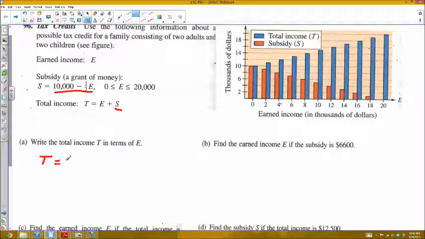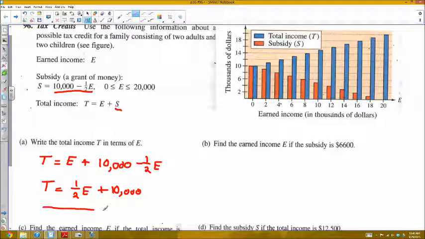So total income will be earned income, E, plus the value of that subsidy, which is 10,000 minus 1/2 earned income. So rather than writing total income in terms of 2 variables, I can write total income as just 1/2 E, which is what I get when I combine those like terms, plus $10,000. This is useful if I only know a person's earned income, so I don't have to recalculate their subsidy and then plug it into a separate equation. I now have one variable in terms of a single other variable.